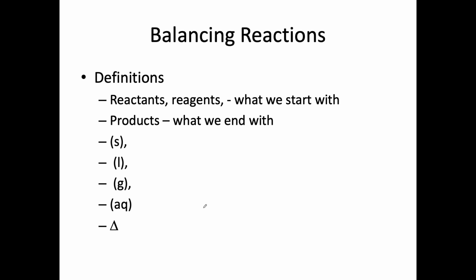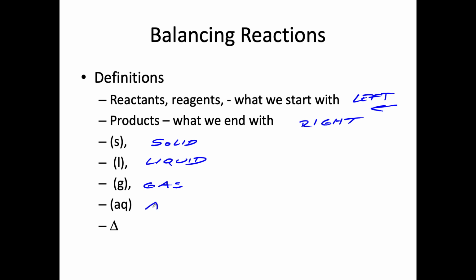Now, when we're balancing, you need to know what all these symbols mean. Reactants or reagents, the stuff that we start with, are on the left of the arrow. Products are on the right, so that's what we end with. S is solid, L is liquid, G is gas, this is aqueous or dissolved in water, and this means heat.